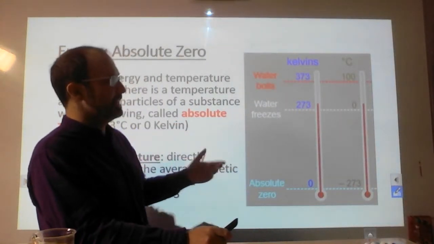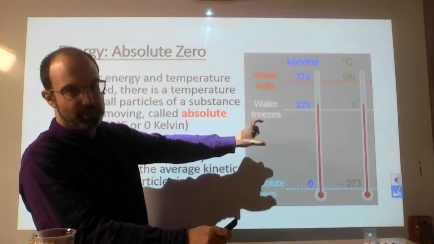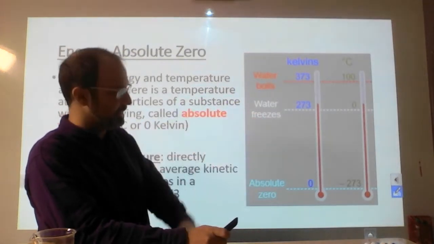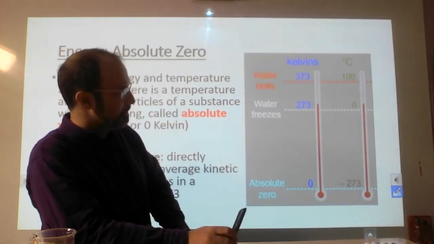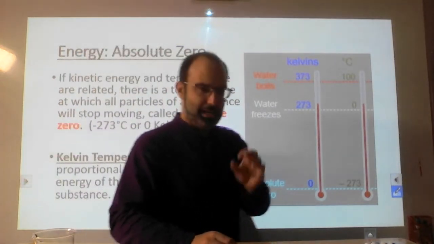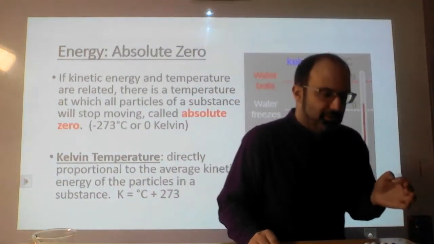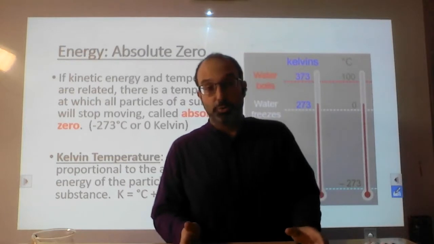So here it is. It's the same basic scale. The size of each individual degree is the same size. We just put 0 in a different place. Now, 0 Kelvin to negative 273 Celsius seems pretty cold, and it is.